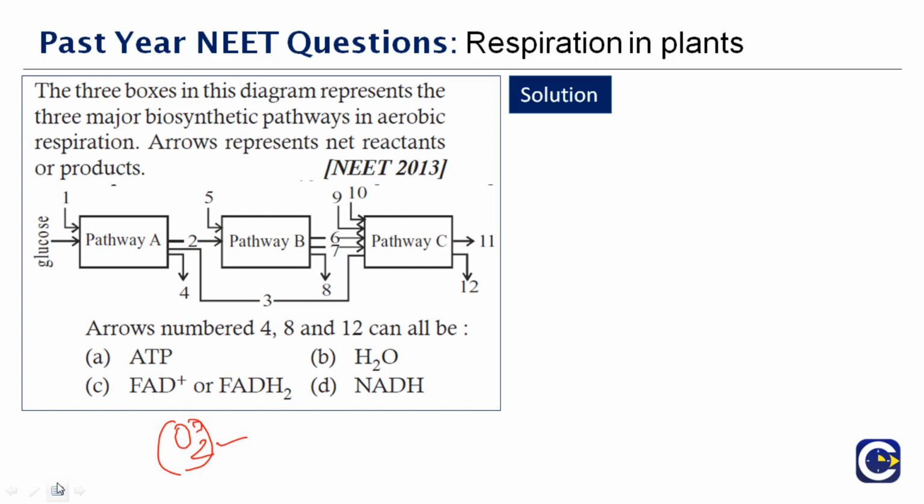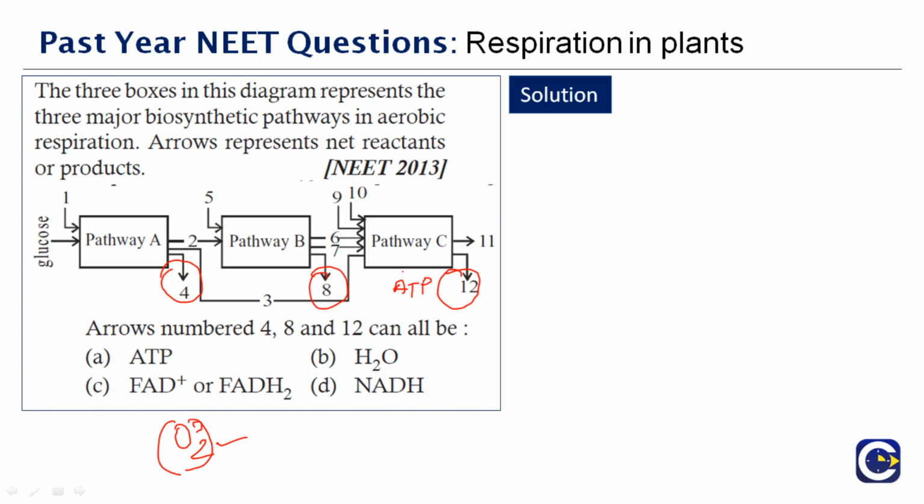So overall, what is the output you get from this? 4, 8 and 12 are ATP. Which ones are they talking about? Here it is 4, then you have 8 and 12, they are ATP. ATP acts as an energy currency. The energy is trapped in ATP and it is broken down whenever and wherever it needs to be utilized.